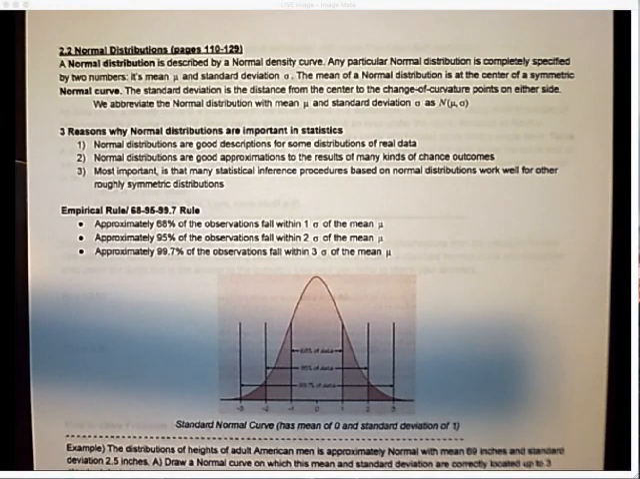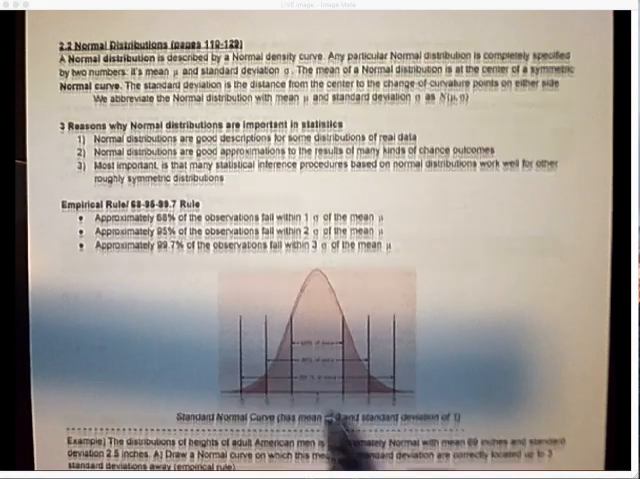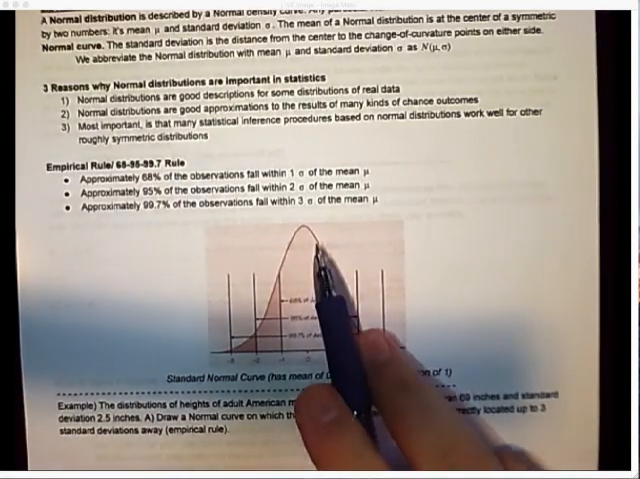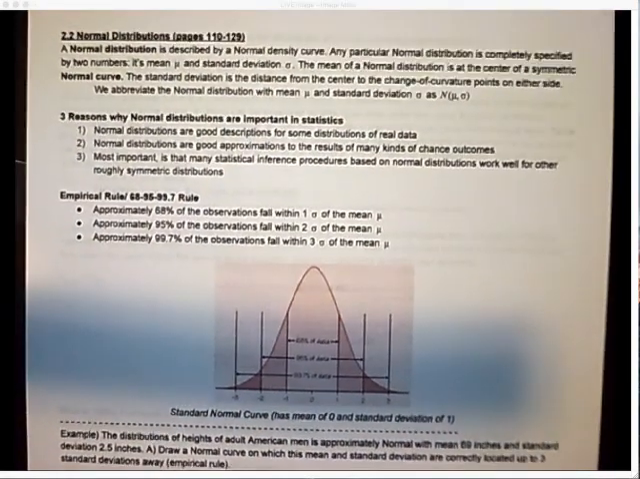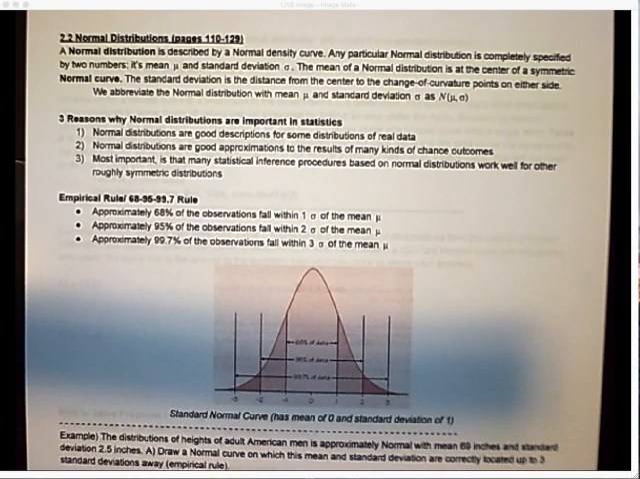All right, guys, we are on to section 2.2, normal distributions. It says a normal distribution is described by a normal density curve, which looks like this right here. It looks like a bell curve. Any particular normal distribution is completely specified by two numbers, its mean and its standard deviation.